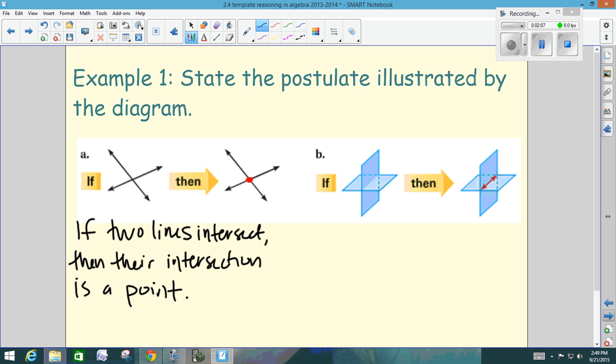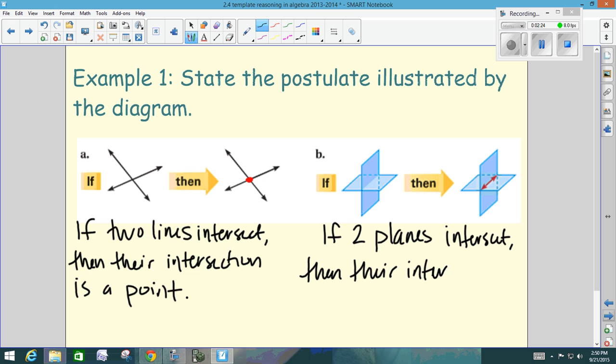Okay, how about the second one? What postulate do we have there? Spence? Good. If 2 planes intersect, then their intersection is a line. So being able to identify and understand that from hypothesis to conclusion in these diagrams, something is changing, something is being highlighted.